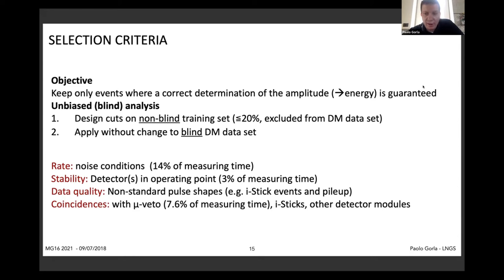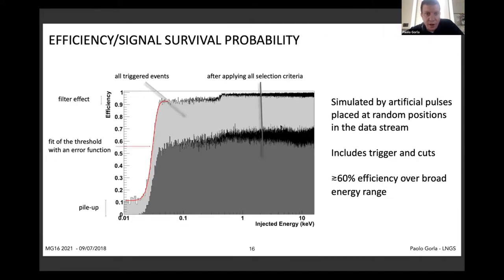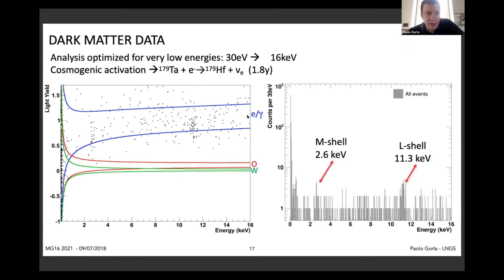And what you get at this point is a reduction. What you see plotted here is the full number of events and the events that survive the cuts, and also the fit of the rise is what allows you to reconstruct your energy threshold. So once you have done all the cuts, you can look into the real data, and this is how they look like. So we optimize the analysis in this very low energy region, so below 16 keV. And we were able to check our calibration through these cosmogenic activation lines. We provided these two X-rays in the region of interest.